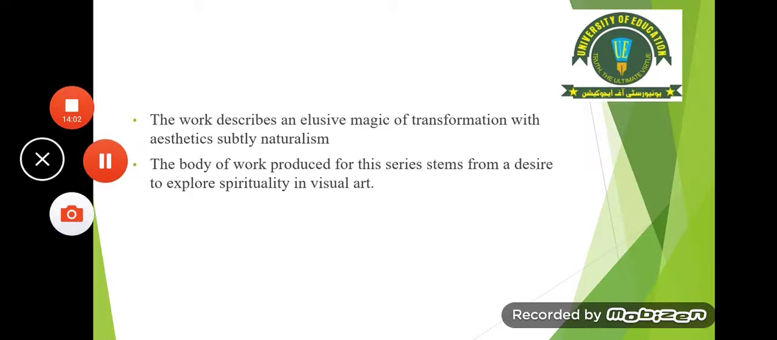The work describes an elusive magic of transformation with aesthetics, subtly naturalism. The body of work produced for this series stems from a desire to explore spirituality in visual art. So there are aesthetics, there is divine love, there is spirituality, there is peace evident in her work.